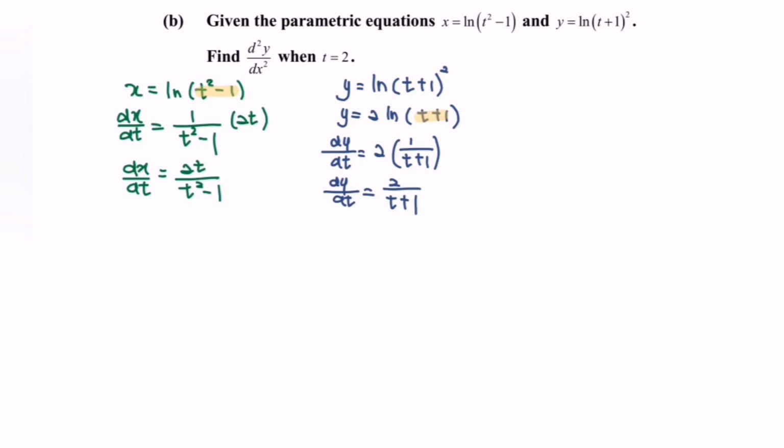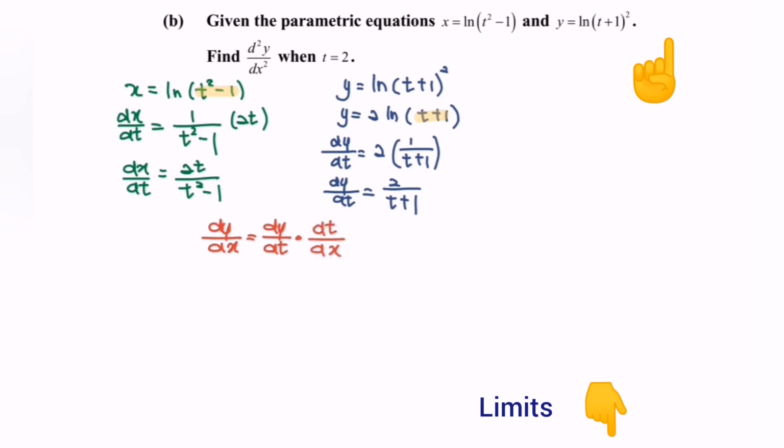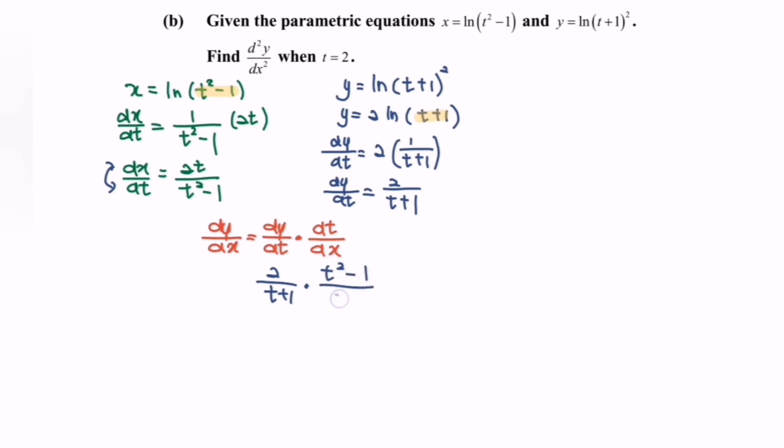Next, we are going to find dy/dx. The formula would be dy/dx = dy/dt multiplied with dt/dx. So kindly substitute the situation where we will have 2 over (t + 1) multiplied with, do remember to flip the situation, (t² - 1) over 2t, and we can simplify the situation.